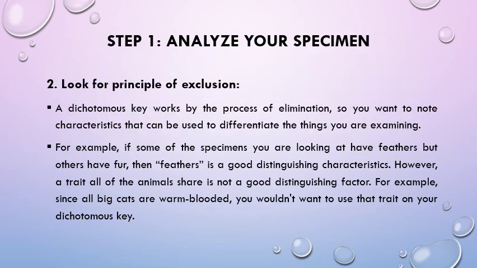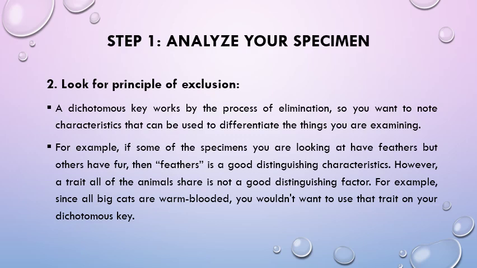Step 2. Look for the principle of exclusion. A dichotomous key works by the process of elimination. So you want to note the characteristics that can be used to differentiate the things you are examining. For example, if some of the specimens you are looking at have feathers and some have fur, then feathers is a good distinguishing character. However, a trait that all the animals share is not a good distinguishing character. For example, since all big cats are warm-blooded, you wouldn't use that trait on your dichotomous key.